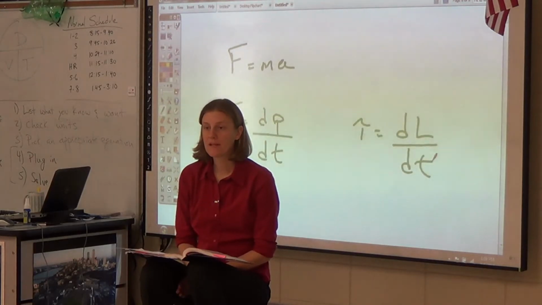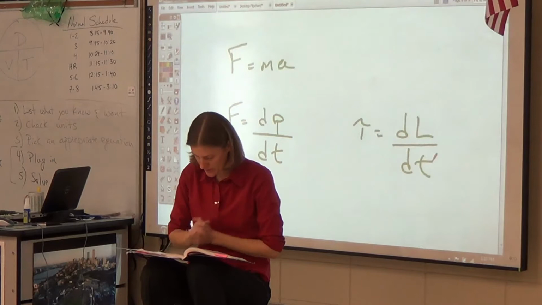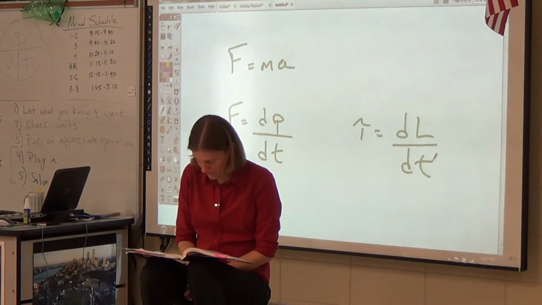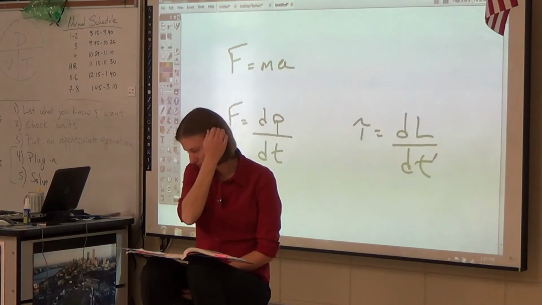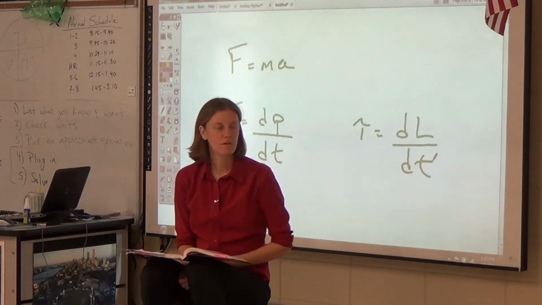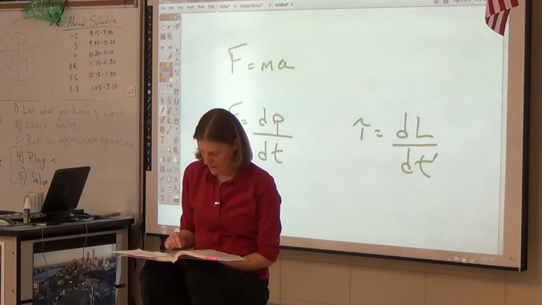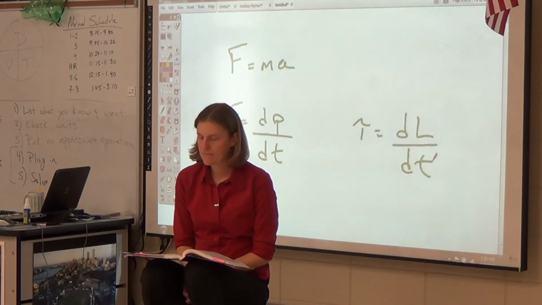Good. Momentum should always be conserved. At least the momentum of the system should be conserved, so it stays the same. What happens to the angular momentum and also the velocity of the beetle? Good. So the angular momentum would also increase because it's related to the speed. Okay, but what happens to the angular momentum and velocity of the disk?